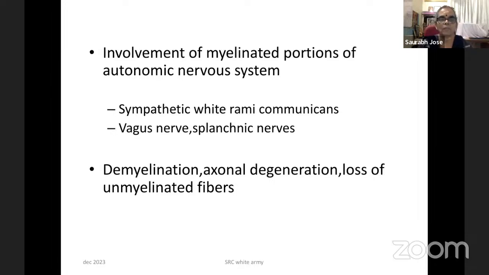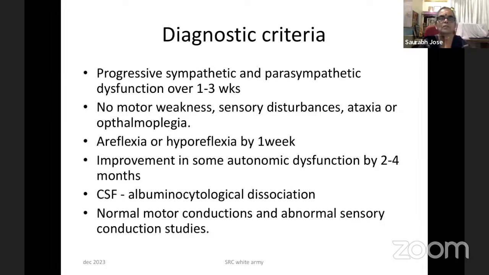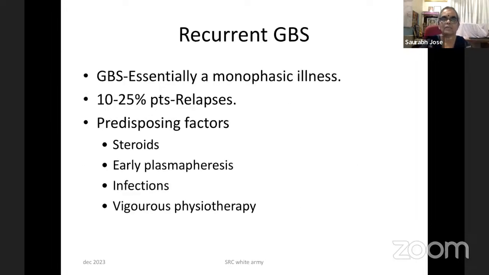Then you can have involvement of myelinated portions of the autonomic nervous system: sympathetic white rami communicantes, vagus nerves, splanchnic nerves. You have both unmyelinated and myelinated fibers in the autonomic system, and all of them can get involved. The diagnostic criteria for the autonomic variant is progressive sympathetic and parasympathetic involvement, no motor or sensory involvement, areflexia, and some of the symptoms start improving, and the CSF features can be very classical like any other AIDP.